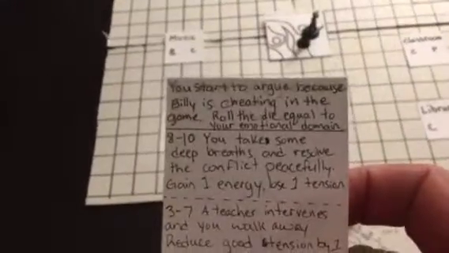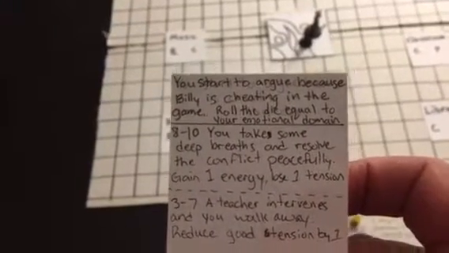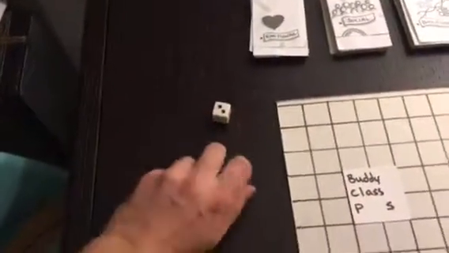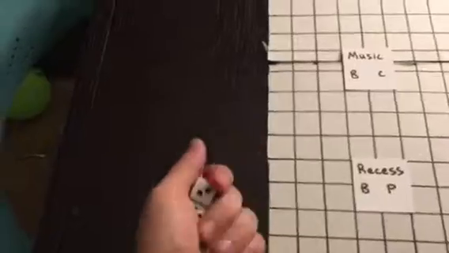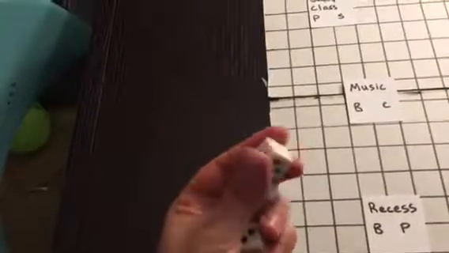It says, you start to argue because Billy is cheating in the game. Roll the die equal to your emotional domain. My emotional domain is 4, so I'm going to take 4 of these die. These are great little die. They have a 2 on one side, a 1, and a 0, and then that's replicated again, 2, 1, 0. So I'm going to roll 4 of them.